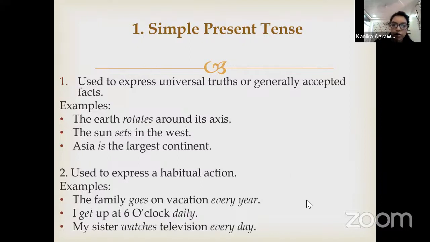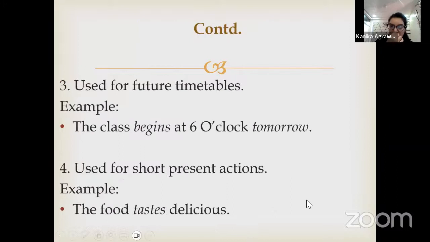Okay, moving on to the third rule. Simple present tense is also used for future timetables. For example, the class begins at 6 o'clock tomorrow. It is also used for short present actions. Let's say the food tastes delicious. Basically, a verb or word with the S at the end is known as simple present tense. Are you guys clear?